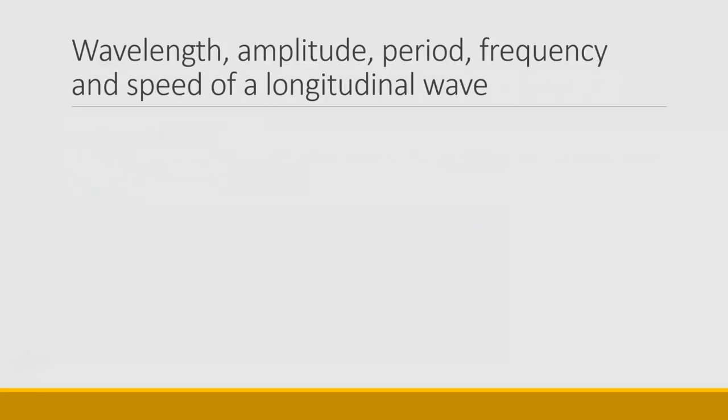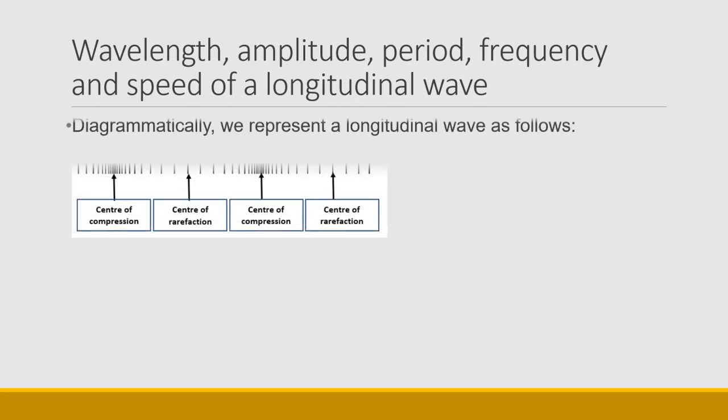Now, when it comes to wavelength, amplitude, period, frequency, and speed of a longitudinal wave, they mean the exact same thing as when we learnt it for transverse waves. Now, diagrammatically, we represent a longitudinal wave like this. If you're asked to draw a longitudinal wave, you simply draw areas of low pressure followed by areas of high pressure using straight vertical lines. They don't have to be perfect, they don't have to be measured, they don't have to be drawn with a ruler, but the general shape has to be apparent.